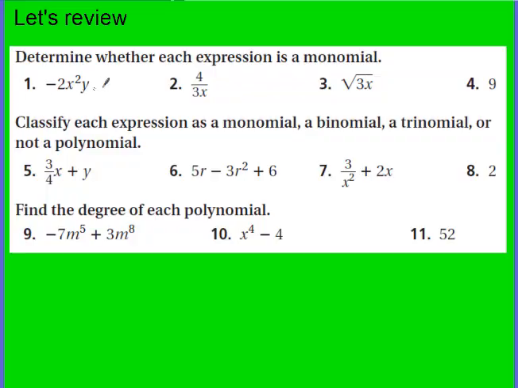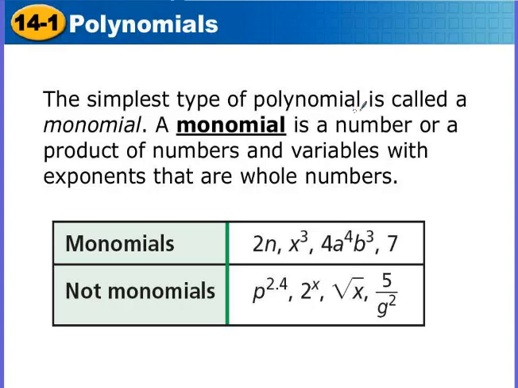It says determine whether each expression is a monomial. If you remember correctly, a monomial was the simplest type of polynomial you could have. A monomial was a number or a product of numbers and variables, as long as the exponents are whole numbers. There were a few cases where it wouldn't be a monomial, and if it's not a monomial, then it can't be a polynomial. If the exponent was not a whole number, then it's not a monomial. If the exponent is a variable, then it's not a polynomial or a monomial. If there is a variable underneath the radical, it can't be a monomial. And if there's a variable in the denominator, it can't be a monomial.